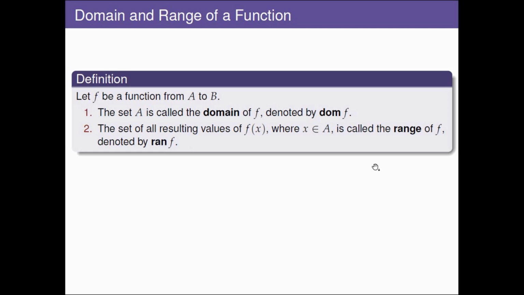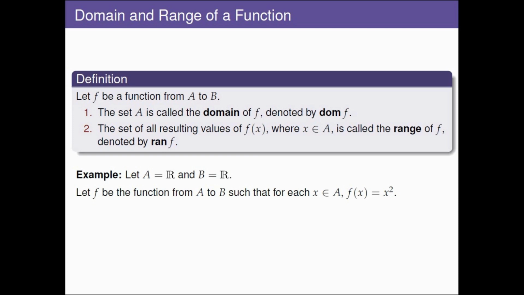Let's go back to our very first example. Let f be the function such that f of x equals x squared. The domain of f is just the set A, which is equal to R. Now, the range of f is the set of all resulting values of f of x. But when x is a real number, x squared must always be greater than or equal to 0. So the range of f is the interval 0 to infinity.